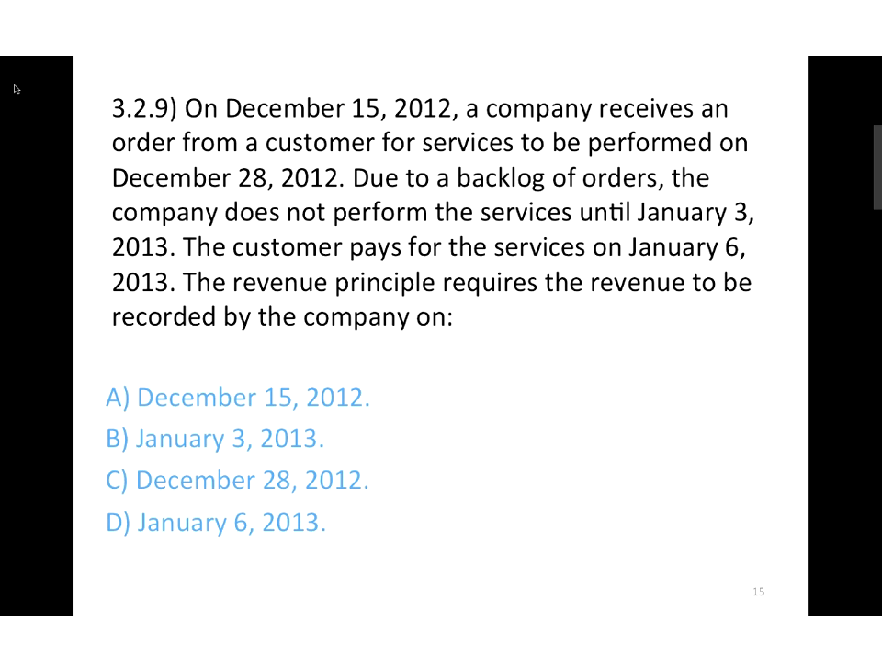Okay, nice long question, but this is an excellent question. I'm probably going to pause and let you write this down. On December 15th, 2012, the dates are huge in this example, a company receives an order from a customer for services to be performed on December 28th, 2012. Due to a backlog of orders, the company does not perform the services until January 3rd, 2013. The customer pays for the services on January 6th. The revenue principle requires the revenue to be recorded by the company on what date? We have 4 dates listed: December 15th, January 3rd, December 28th, or January 6th. I'm going to pause for a minute, let you write down the question, and then I'll take some answers.